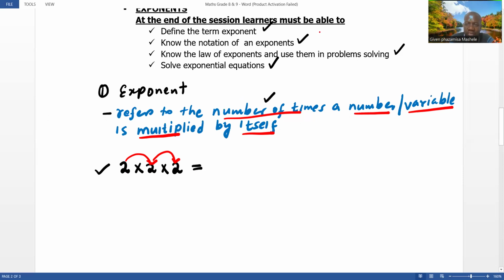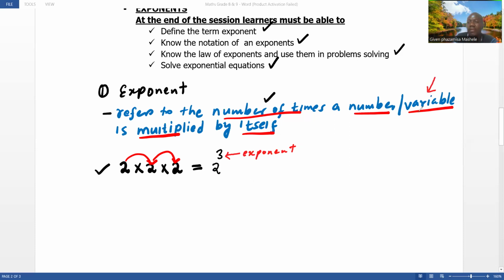So now we're going to write this as 2, but at the top we'll write 3. What does this mean? It means we have multiplied 2 by itself 3 times. So that 3 is called an exponent. An exponent refers to the number of times a number or a variable is multiplied by itself.